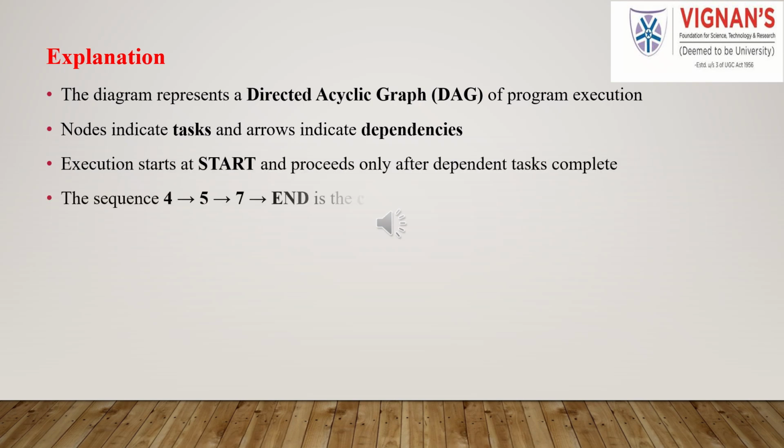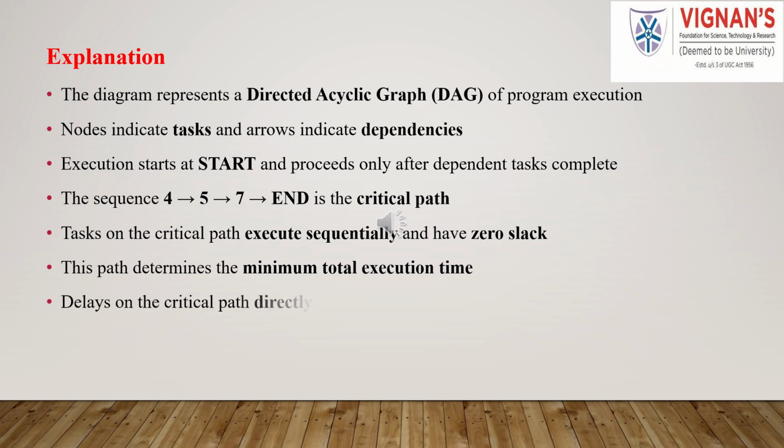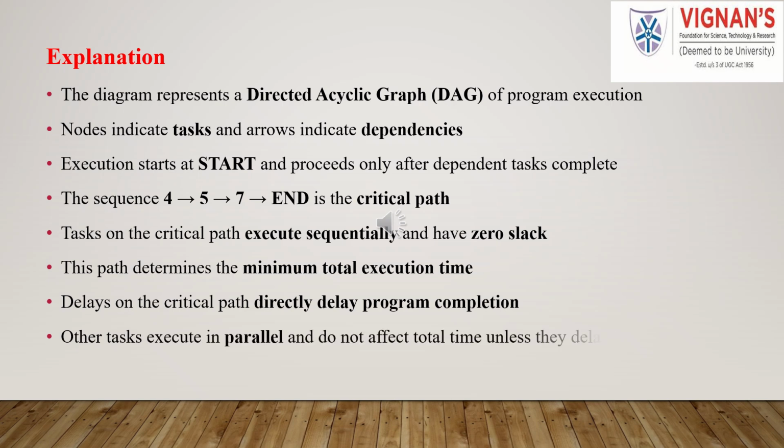The sequence 4, 5, 7, E and D forms the critical path. Tasks on this path must execute sequentially and have zero slack. This critical path determines the minimum total execution time of the program. Any delay in these tasks directly delays program completion. All other tasks can execute in parallel and do not affect the total execution time unless they delay the critical path.